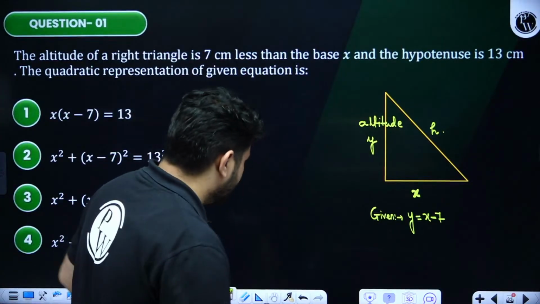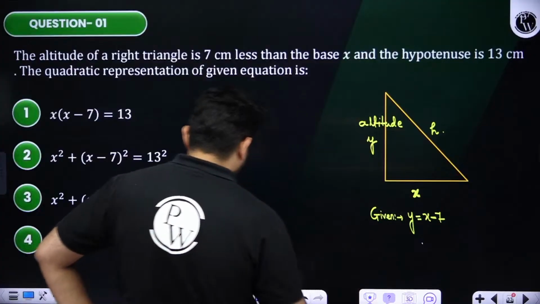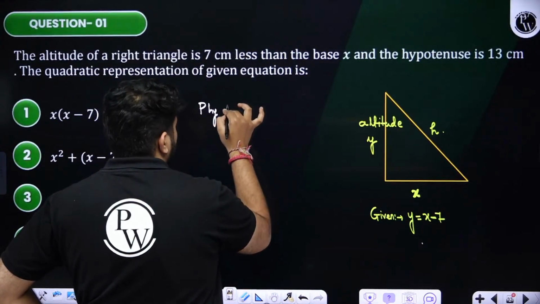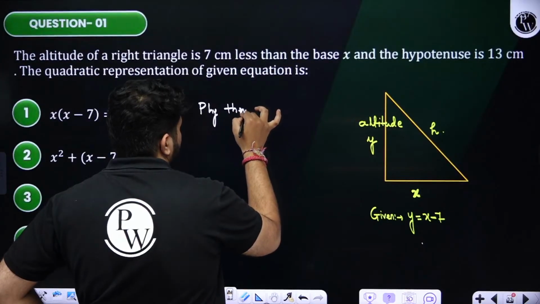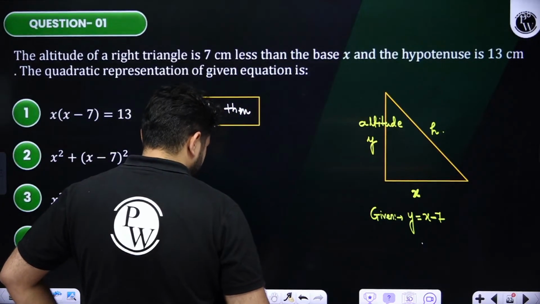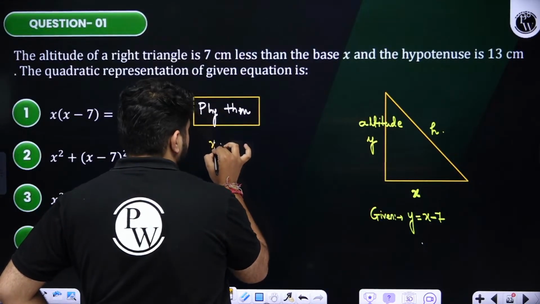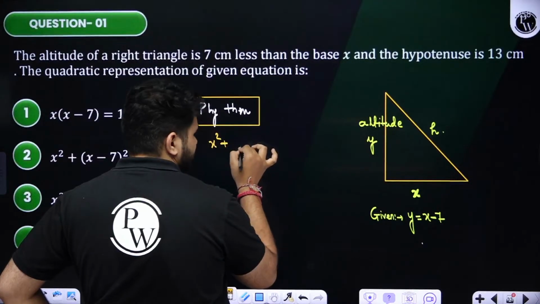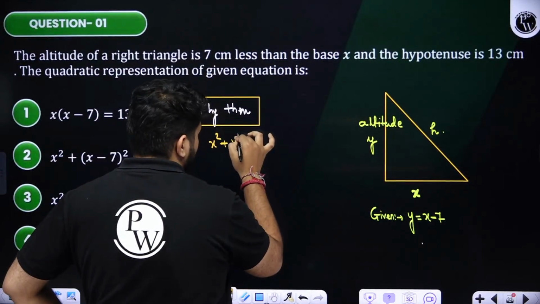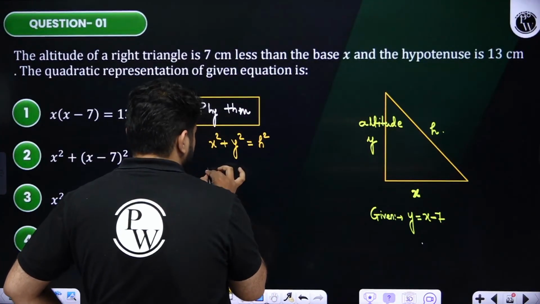Now from here, students, if you use the Pythagoras theorem, what does it tell us? It tells that base square plus altitude square will be equal to hypotenuse square. So x square as it is.